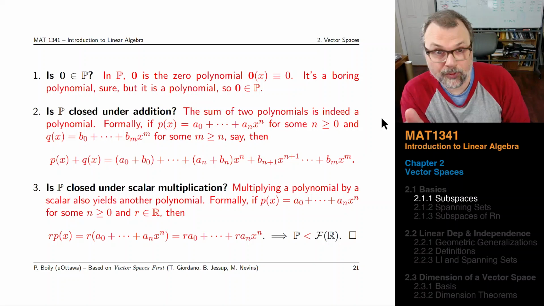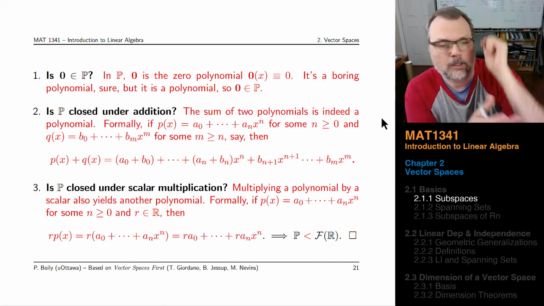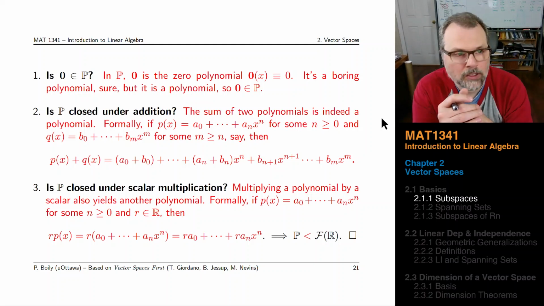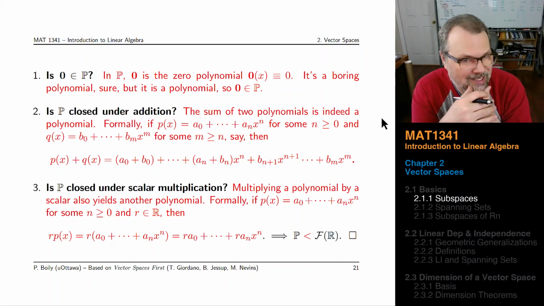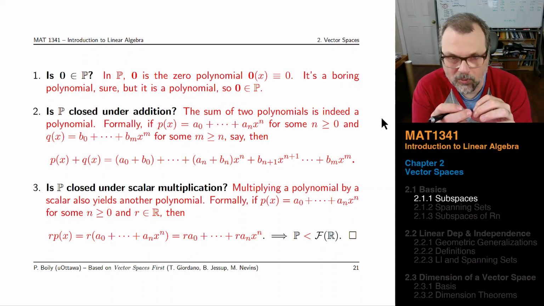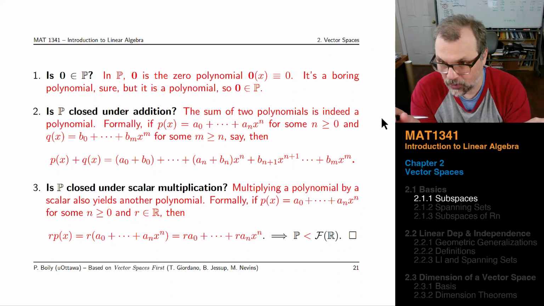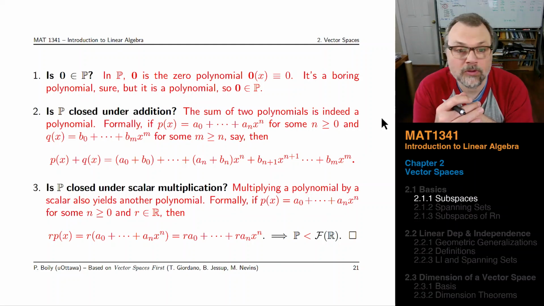Possibly the scalar is 0, in which case you've created the 0 function, but that's not a problem because the 0 function is a polynomial. So here's the formal description of what we just said. The set of polynomials is indeed a subspace of the set of functions from R to R. In other words, 0 is a polynomial, the polynomial that's always 0, no matter what the value of x is. And if you do linear combinations of polynomials, it is impossible for you to exit the world of polynomials.